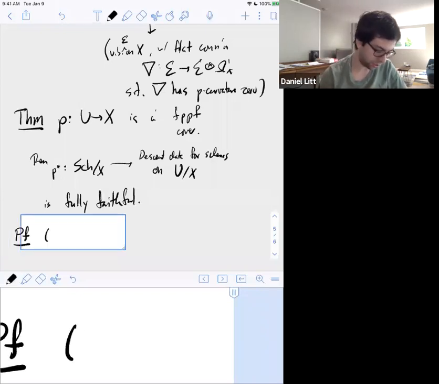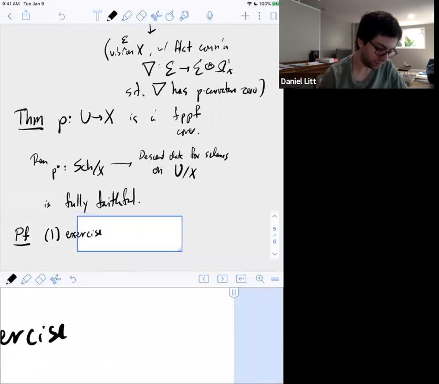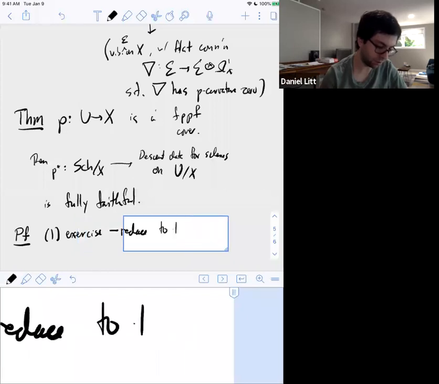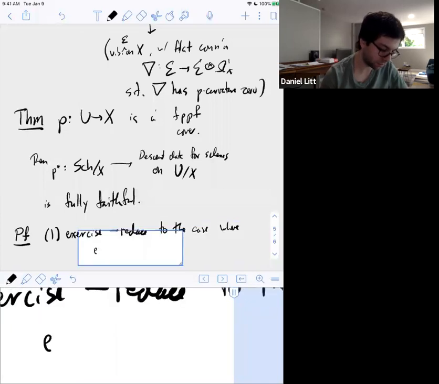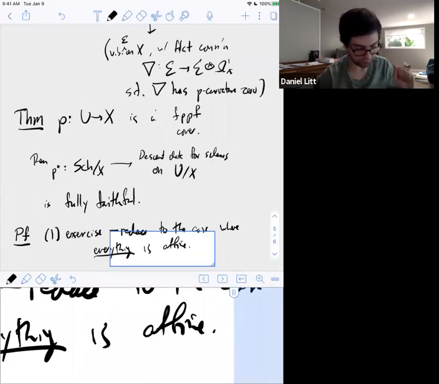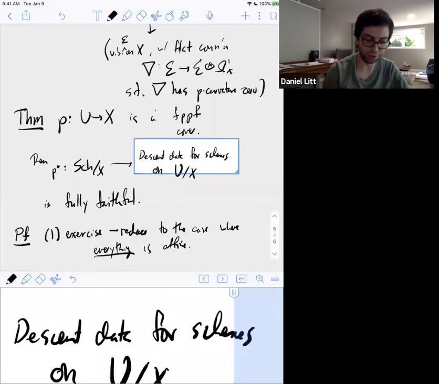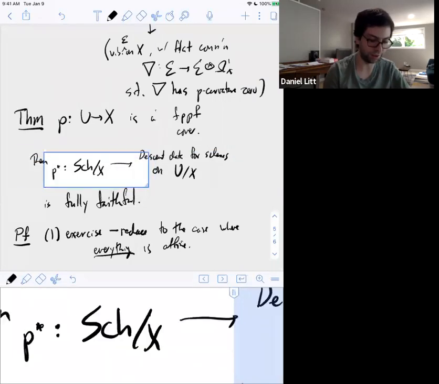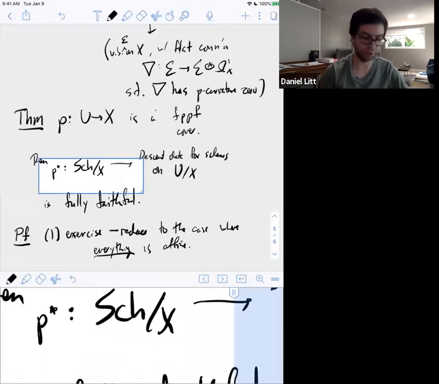So step one, which I'm going to leave as an exercise as always, is to reduce to the case where everything is affine. Okay, and then there's a little bit of subtlety here because there's one more thing you have to assume is affine, which is the scheme you're giving descent data for, the scheme over X. So U, X, and the scheme over X should be affine.